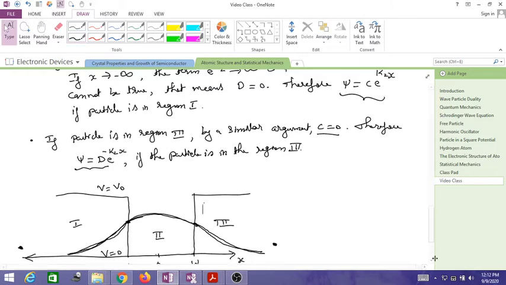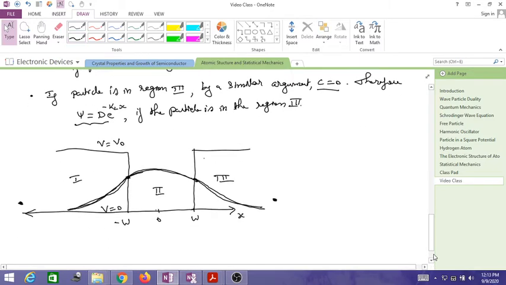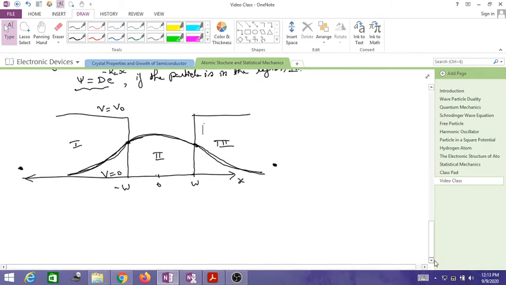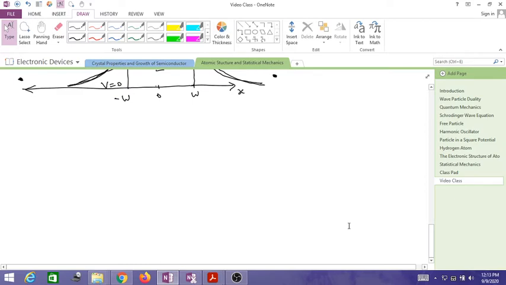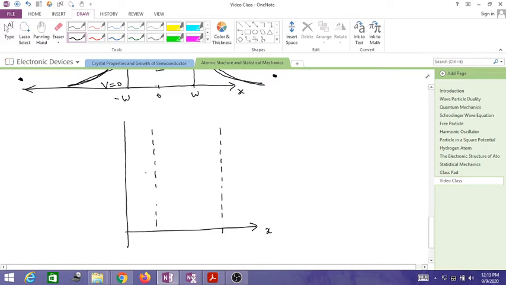Now if the same wave function is written for different energy levels, it will be something like this. Let me write here. This is x. Assume the dotted lines mark the potential well. The region to the left and right of the dotted lines are region 1 and region 3, and the middle is region 2, which is the potential well.